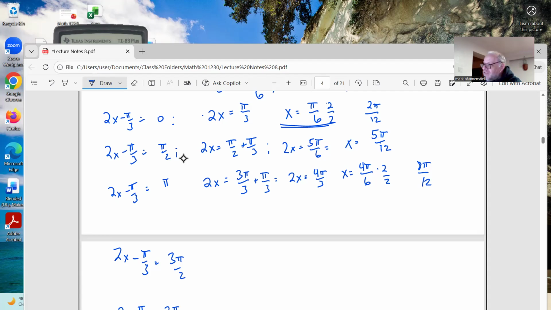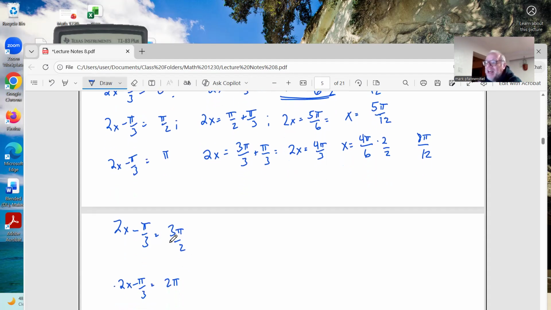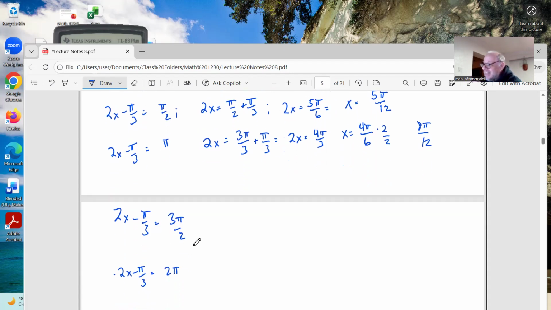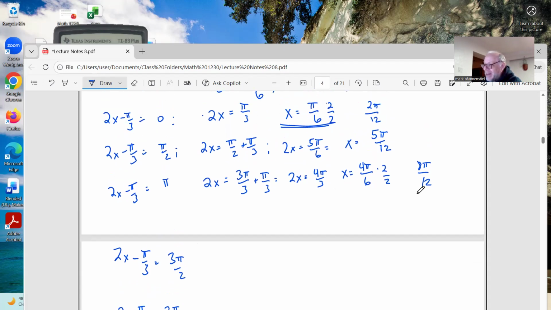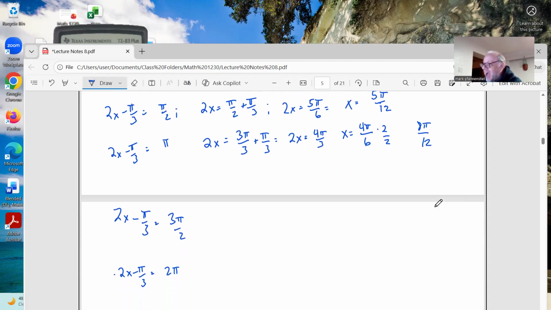So far we have 2 pi over 12, 5 pi over 12, 8 pi over 12. Do you sense a pattern? I feel like Dora the Explorer at this point, but I suspect you do. Let me see if I can guess the pattern here. It looks like we're adding 3 pi over 12 every time. Let me just write this down, and say, I bet we are going to have 11 pi over 12 on the next problem. And let's test that out. It'll work.